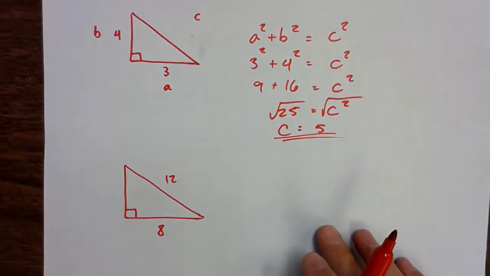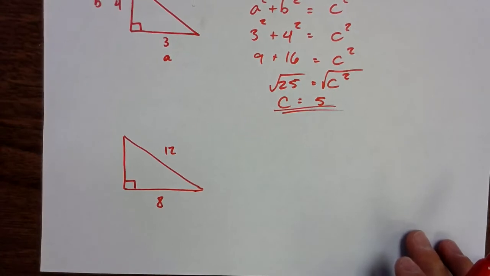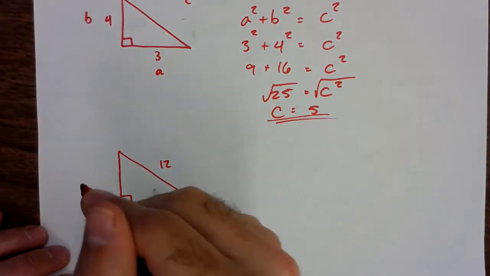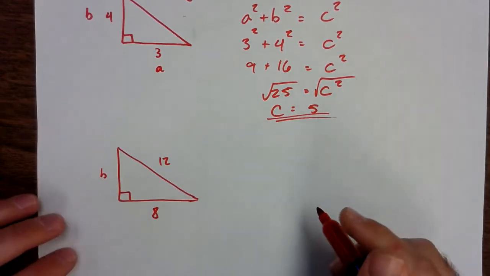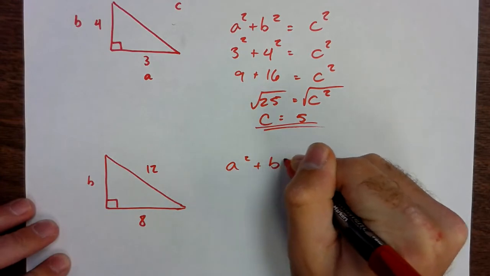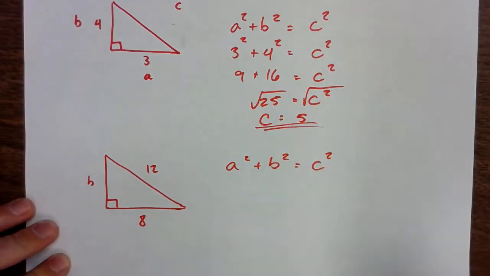Okay, let's move on. This one might be a little bit tougher. This time I'm given the hypotenuse, and I've got to solve for this side here. Let's call this side B. I've got to solve for side B. So let's set it up. I've got A squared plus B squared equals C squared. Let's fill in what I know.